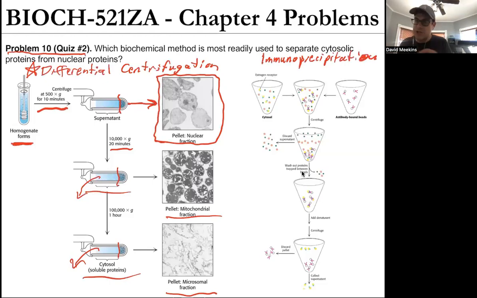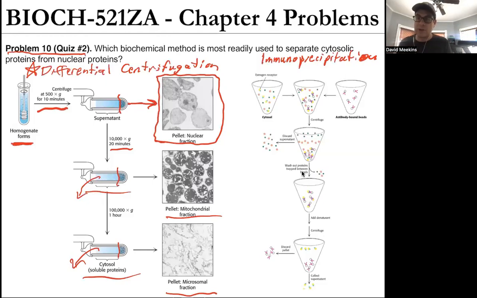Immunoprecipitation uses antibodies that are designed specifically to bind one specific protein. It could be one of many nuclear fraction proteins or one of many cytosolic proteins, but that antibody is only going to bind that protein. So you can incubate the antibody with your protein sample, and the protein is going to bind to that antibody. You wash all the other proteins away, and then you isolate that antibody and release the protein from it, and then you've isolated your protein.